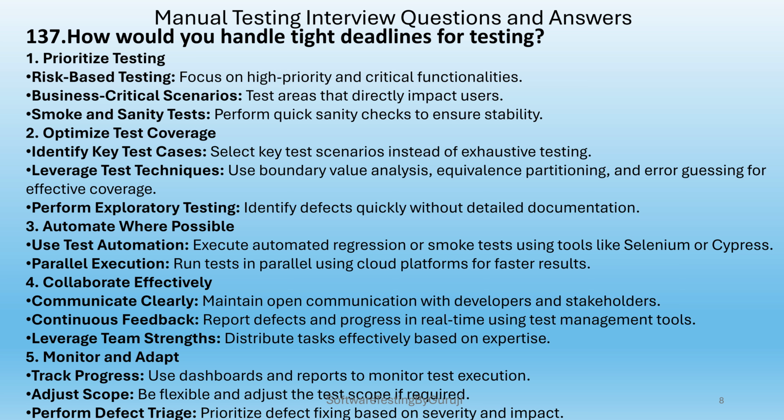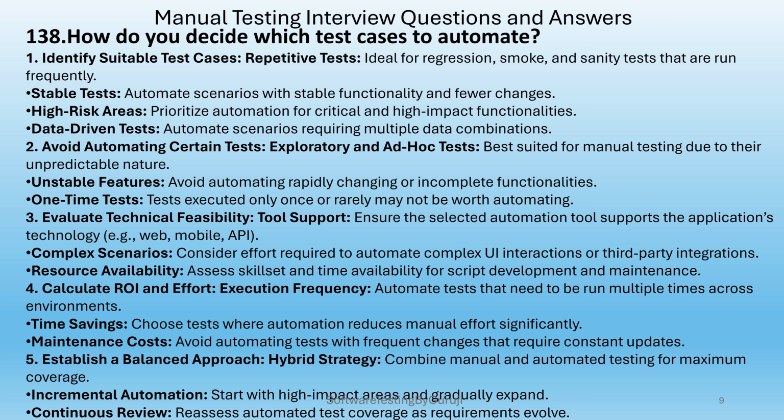Next question is how do you decide which test cases to automate? First, identify suitable test cases. Repetitive tasks: ideal for regression, smoke, and sanity tests that are run frequently. Stable tests: automate scenarios with stable functionality and few changes. High-risk areas: prioritize automation for critical and highly impacted functionalities. Data-driven tests: automate scenarios requiring multiple data combinations.